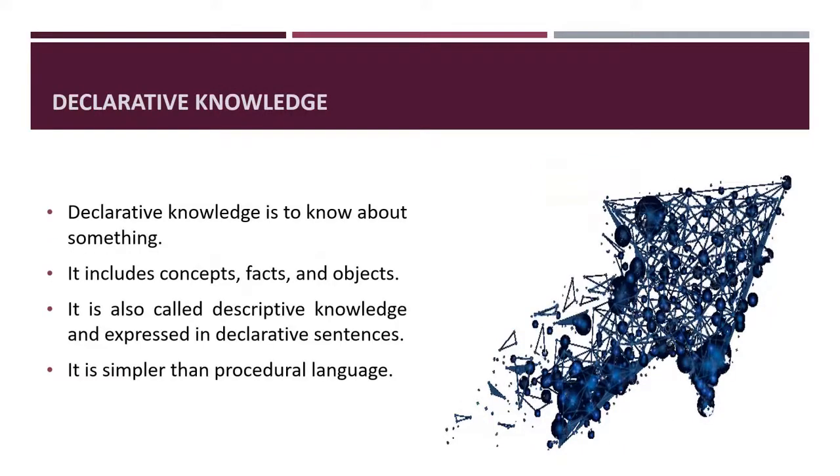Let us see the types of knowledge we have. The first one is declarative knowledge. Declarative knowledge is knowing about something. It includes concepts, facts, and objects. It is also called descriptive knowledge and is expressed in declarative sentences. It is simpler than procedural knowledge.